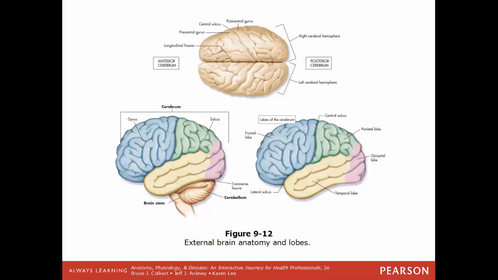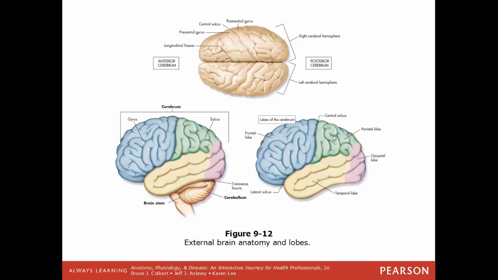Here are some images of the external brain anatomy and the various lobes. Looking at it, this is for the front, this is for the back, and the longitudinal fissure here separates the left and right hand side of the brain. Alright, this larger part of the brain is the cerebrum. And the different colors represent the various lobes. The blue is the frontal lobe, because it's facing the front of the skull here.